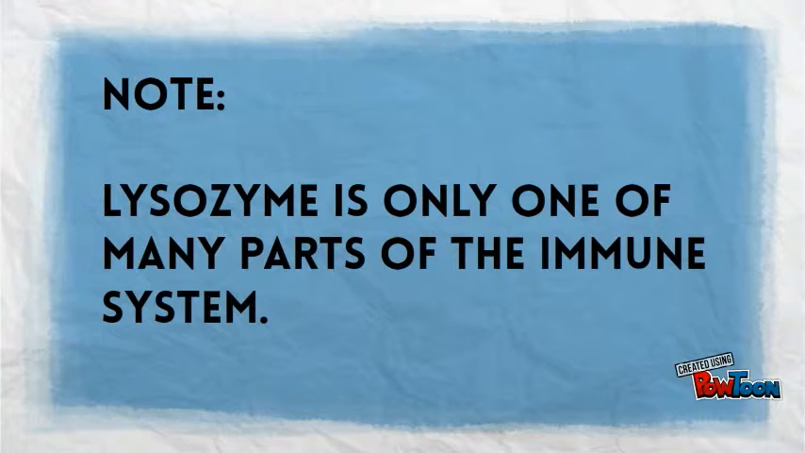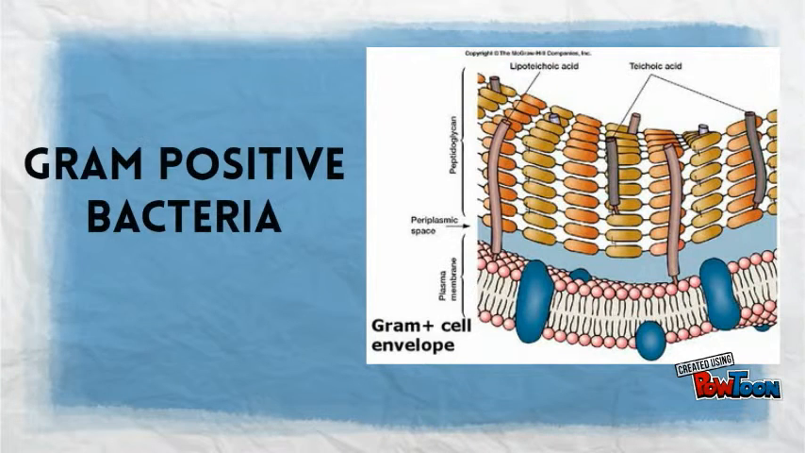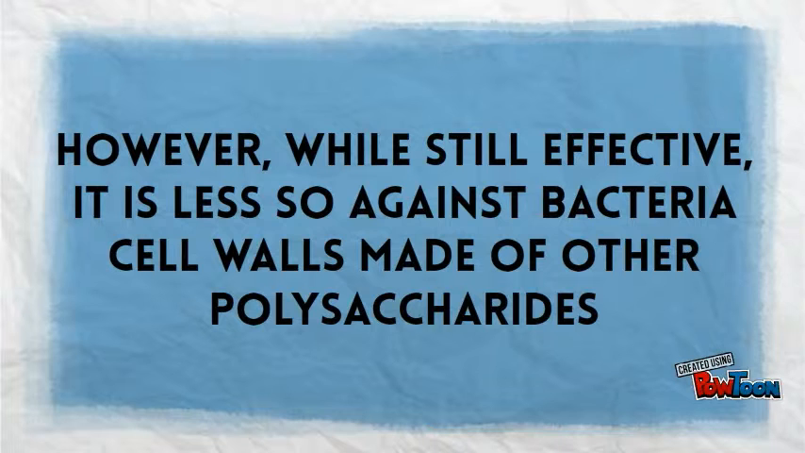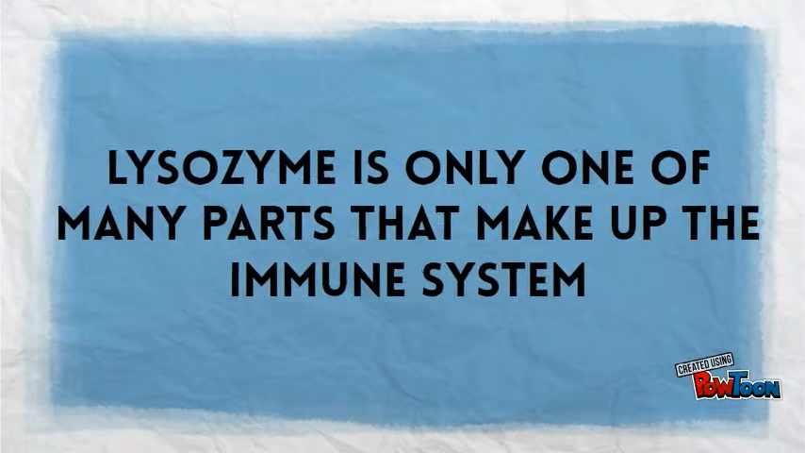not the only part. Lysozyme is very effective against bacteria that have peptidoglycan cell walls, a subset known as gram-positive bacteria. This includes a number of genera, from Streptococcus to Listeria. However, while still effective, it is less so with other bacteria cell walls made of other polysaccharides, and as a result, lysozyme is only one of many parts that make up the immune system.